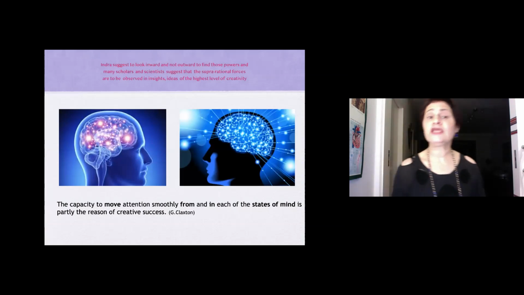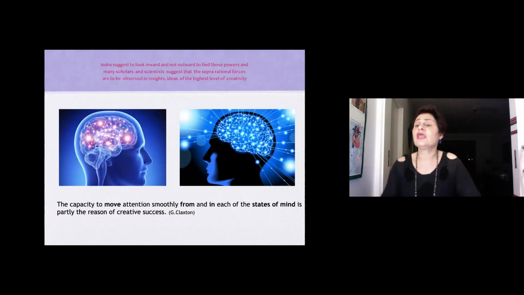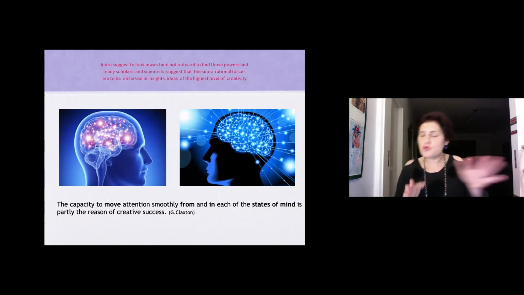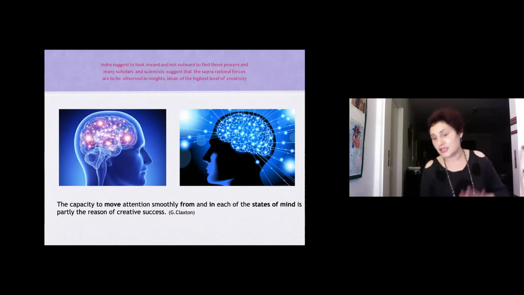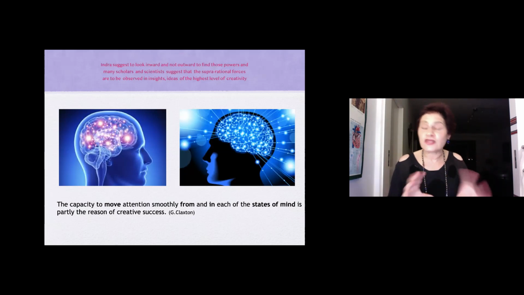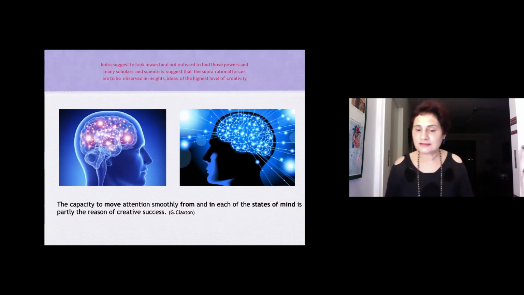Okay, so Indra suggests to look inward and not outward to find those powers. And many scholars and scientists suggest that the supra-rational forces are to be observed in insights, ideas, and the highest level of creativity. So the capacity to move attention smoothly from and into each of these states of mind is partly the reason for creative success. Claxton shares with us that idea.